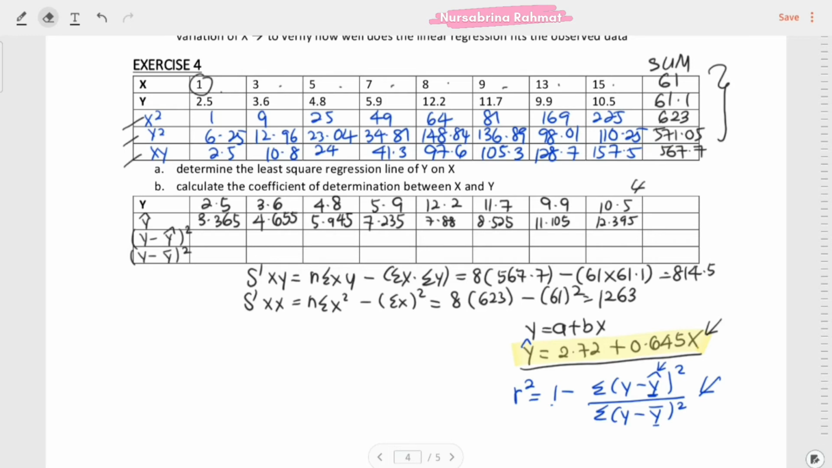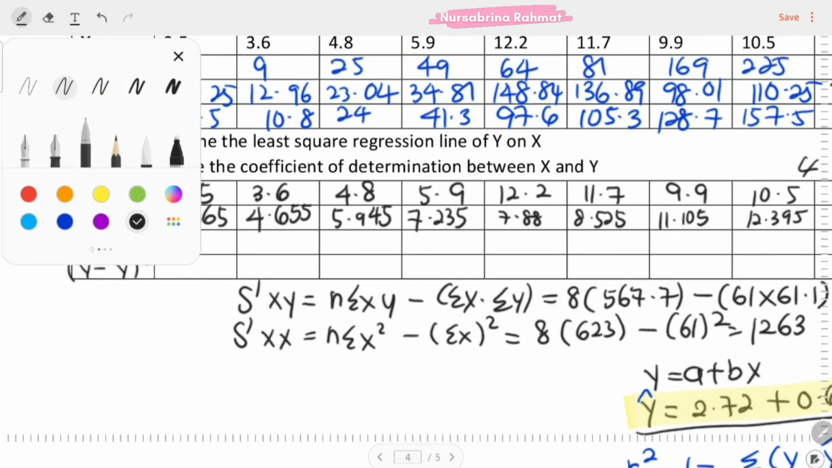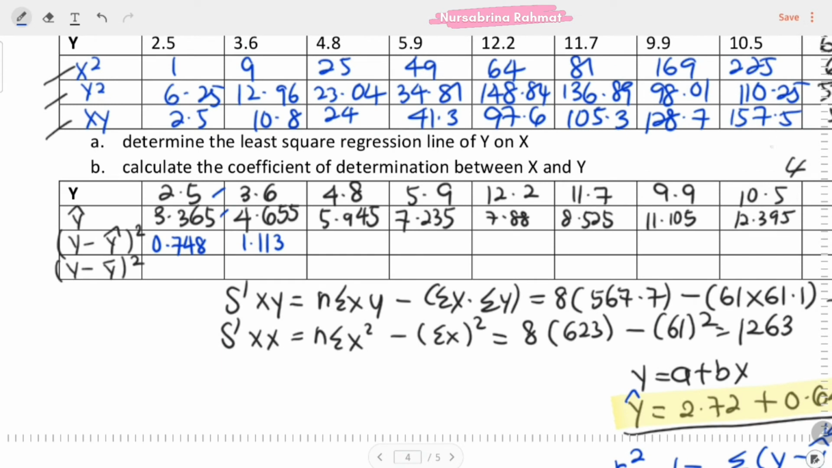Next we're going to find Y minus Y regression and square it. For the first one, it's 2.5 minus 3.365, squared. I got 0.748. Next, it's 3.6 minus 4.655, squared, which is 1.113. Please continue until you fill up everything until 10.5 for your Y.